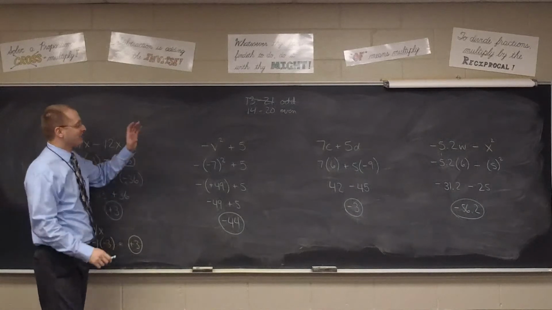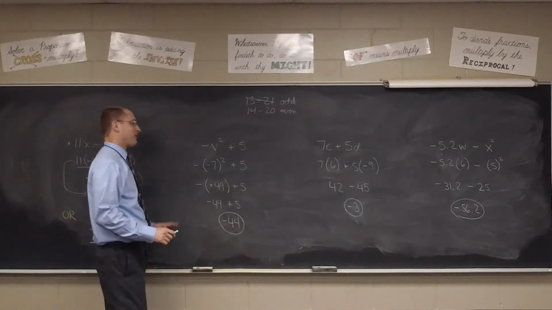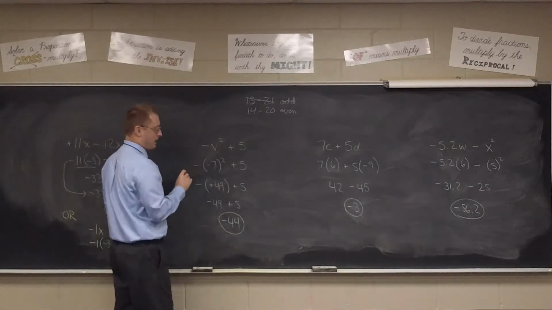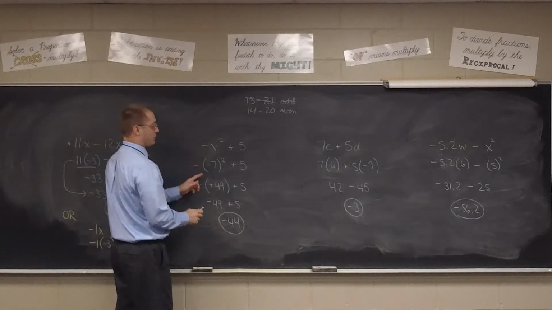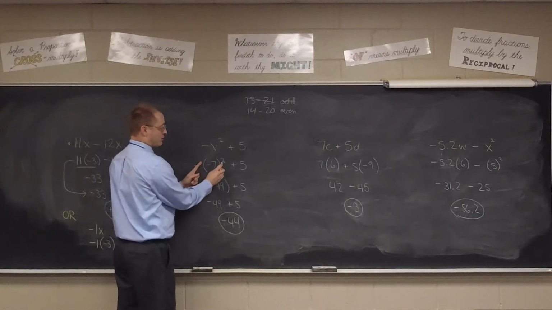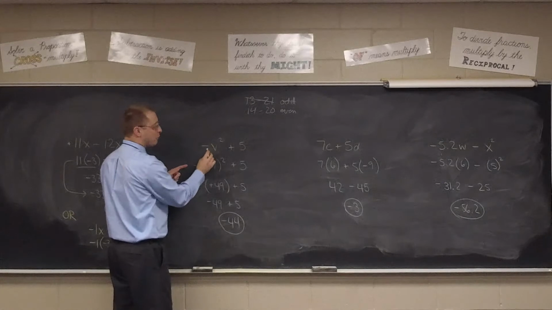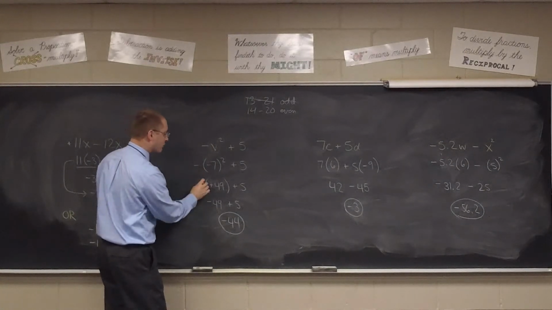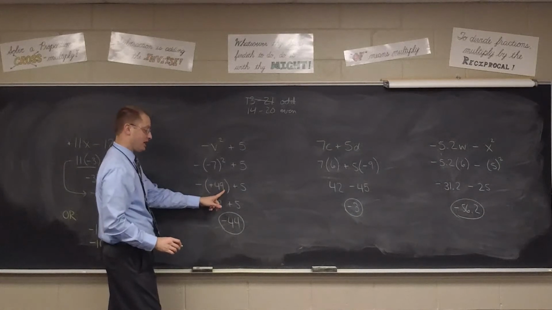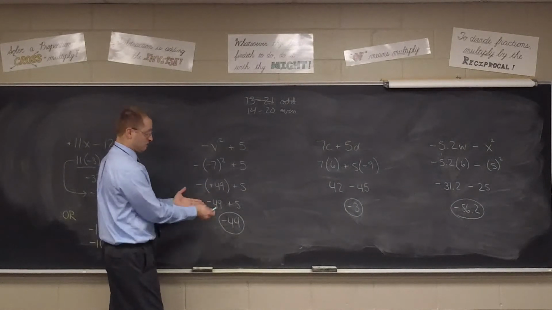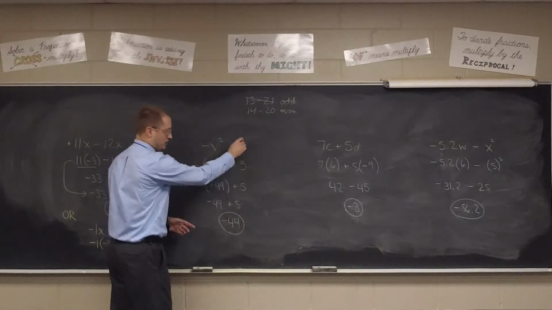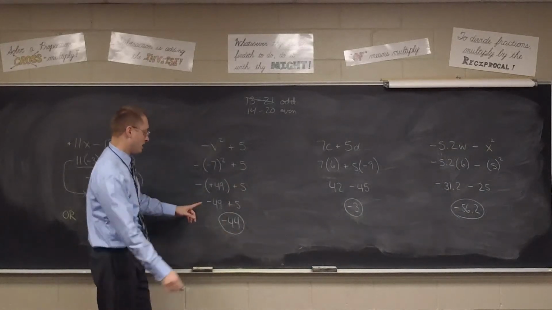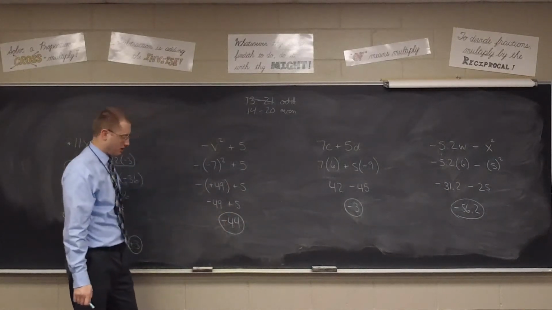Anyway, looking at the next one. -v squared plus 5. Keep in mind the v is being squared here, so not the negative. So we've got a -7 squared. Or you could say this is a -1v squared, which means -1 times -7 squared, or -1 times a positive 49. Well, in that case, that's a -49. And of course, this random positive 5 just keeps floating its way down here. We end up with a -44.